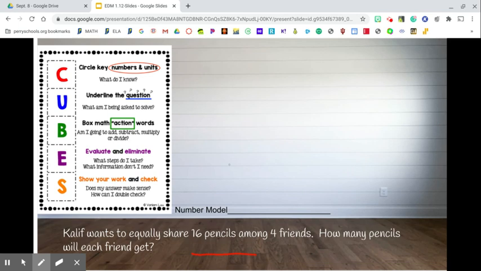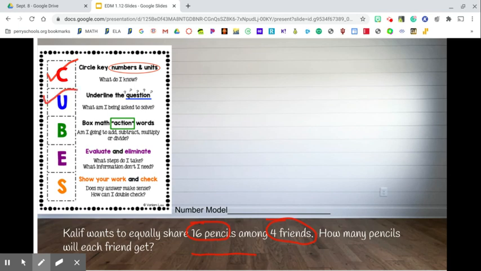Khalif wants to equally share 16 pencils among 4 friends. How many pencils will they each get? So I'm going to go through my CUBES steps and circle my numbers. I see 16 pencils and I see 4 friends. I don't see any other thing. So I'm picturing my 16 pencils and my 4 friends in my head.